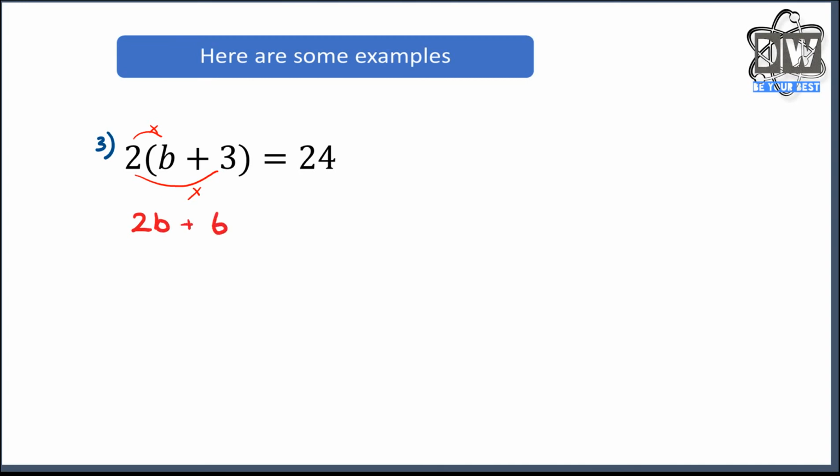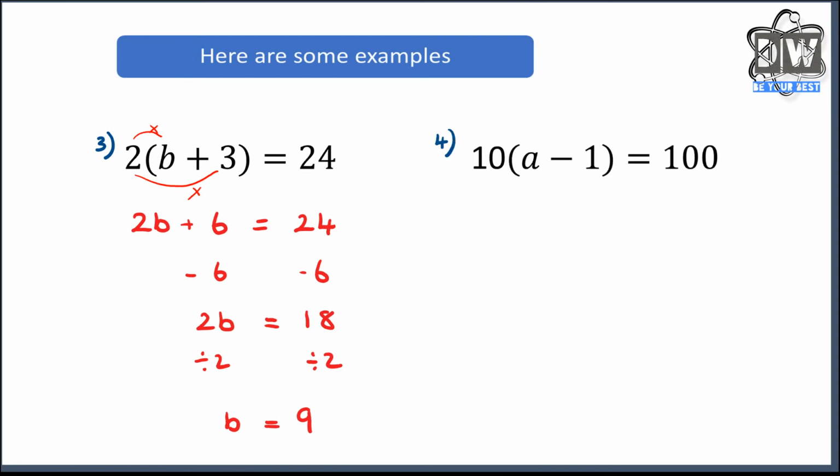And then what do we do? Hopefully you're all screaming at the computer screen saying, well, it's pretty simple, sir. You take away 6 from both sides. We end up with 2b equaling 18. Divide both sides by 2. And we end up with b equaling 9. Okay, over to you again for the next one.